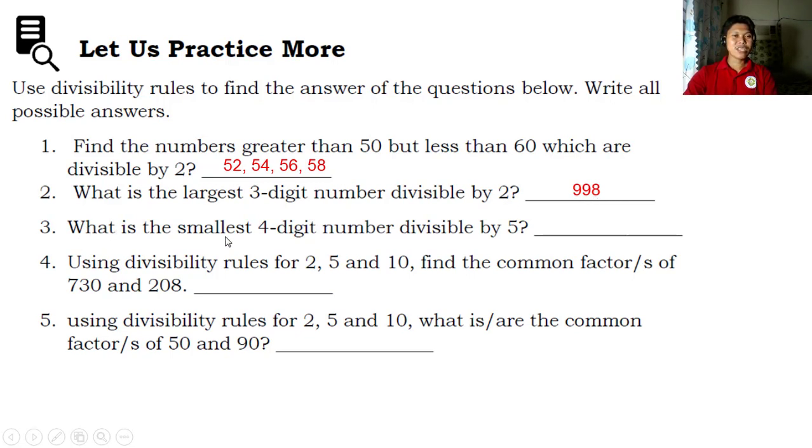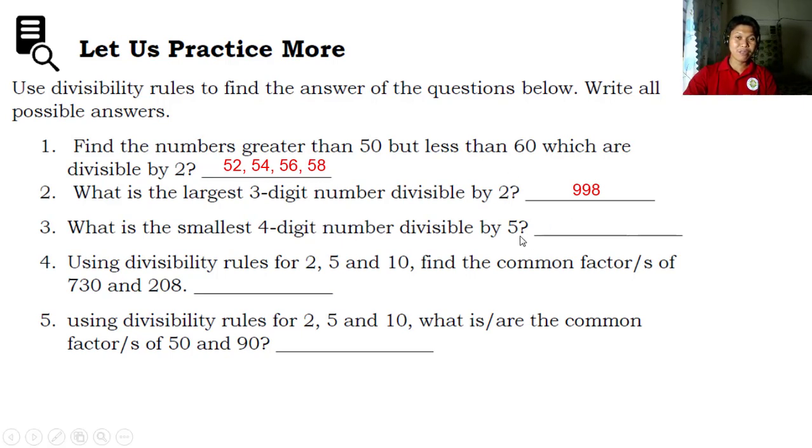Number 3, what is the smallest 4-digit number divisible by 5? So, this time naman, 4-digit, tapos smallest. So, ang smallest digit is 0, but you cannot start with 0. Okay? Kasi, kung 0 ka mag-start, para siyang walang number. Kasi 0 ang value niya. So, mag-start tayo sa pangalawang pinakamaliit, which is the number 1. Tapos, sunod mo ng 0. So, meron ka ng 1, tapos sunod is 0, 0, tapos 5 digit.